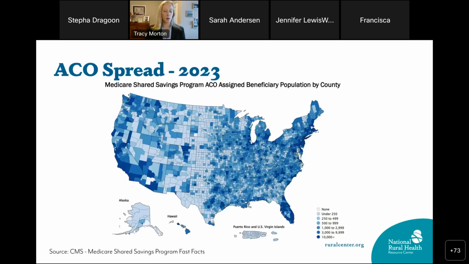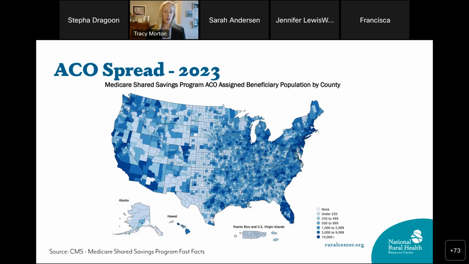We've seen a lot of rollout with the ACOs, and this has been going on for about 10 years now. This slide shows you where the Medicare Shared Savings Program ACOs are. The darker color is the more covered Medicare beneficiary lives. In 2023, there were 456 ACOs covering 10.9 million assigned beneficiaries. There are 467 critical access hospitals out of the roughly 1,300 or so critical access hospitals in the country that are participating in an ACO.